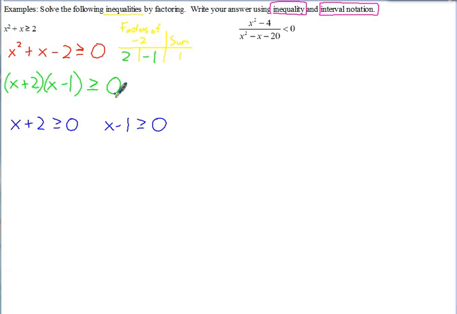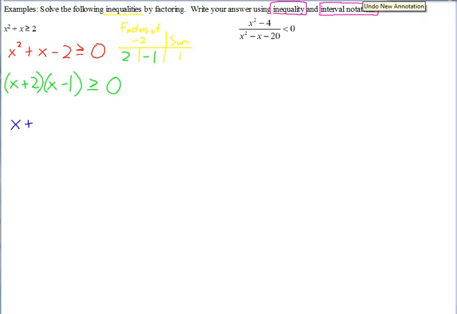However, is that the only way we can get a positive number? No. You could also have a negative times a negative, which would also give you a positive. So saying that both of these have to be greater than 0 is false. They don't have to be. They could both be less than 0. So we don't solve it this way at all, in a sense.